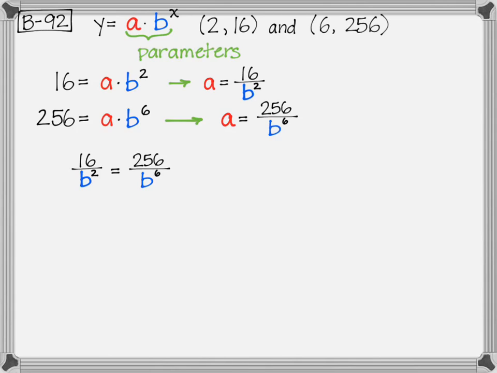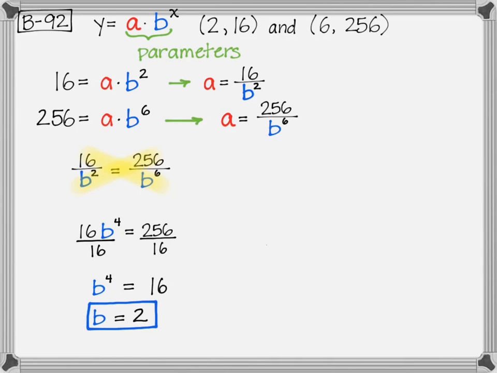Now we're just going to keep solving this. One of the steps, the easiest method, would be to cross multiply. And so we'd have 16b to the 6th equals 256b squared. We're going to divide both sides by b squared because we need to have all of our b's on one side. When we do that, the b squareds cancel out on the right, and on the left, I've got b to the 6th divided by b squared, which leaves us with b to the 4th. Dividing both sides by 16, we get b to the 4th equals 16. We have to think for a moment, what to the 4th power would equal 16, and the answer is 2.